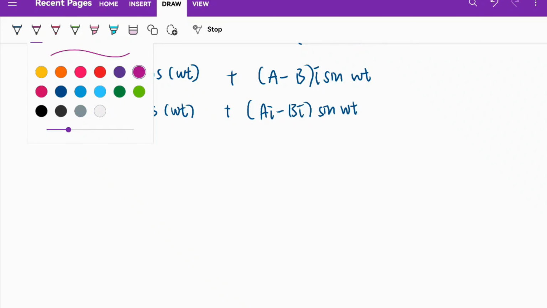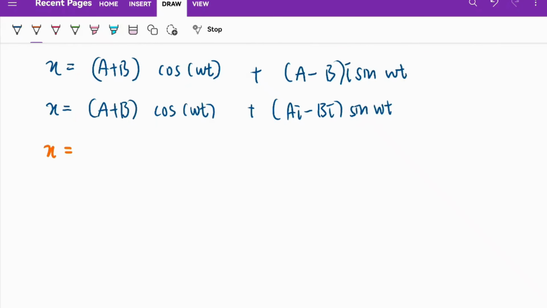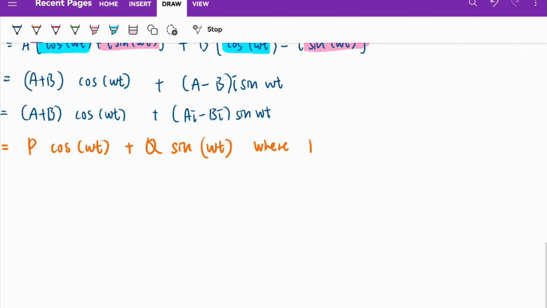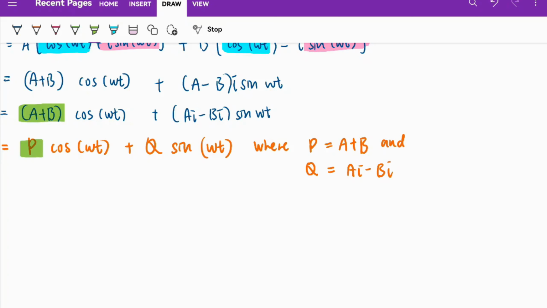Okay, let's use a color to show that it's the final equation. X equals P cos omega t plus Q sine omega t, where it's always important to mention what your P is and your Q is, because you have renamed them, right? Q is AI minus BI. Okay, so I'll highlight for you so that you can see. A plus B is your P, AI minus BI is your Q.